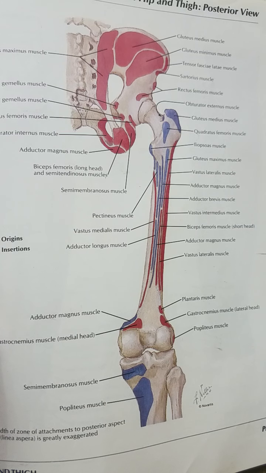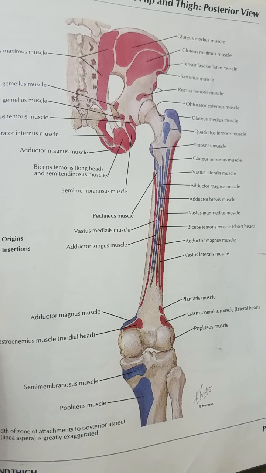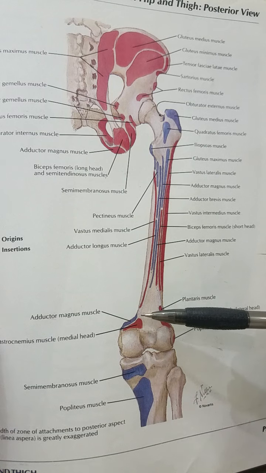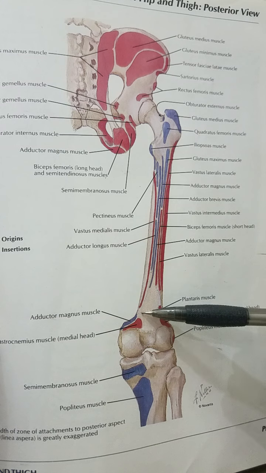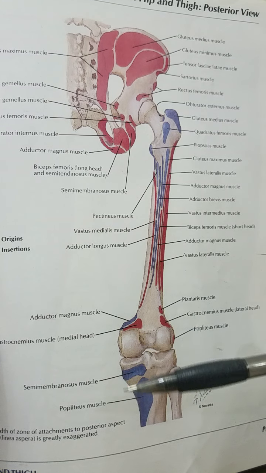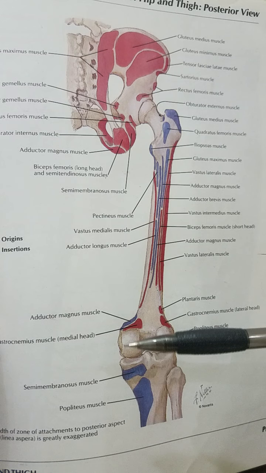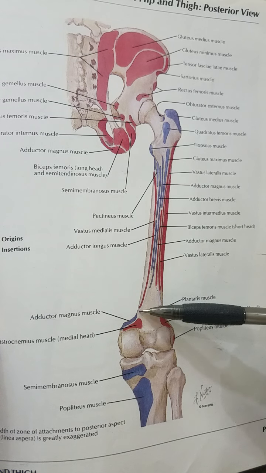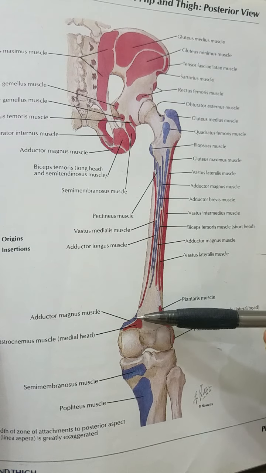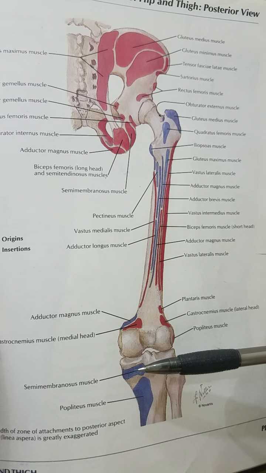Now let's move on to the floor of the popliteal fossa. The floor of the popliteal fossa would be the anterior part of this fossa. The roof was the posterior aspect, which was formed by the skin, the superficial and the deep fascias. The floor would be the anterior part. It would be the part just behind the knee joint, right?